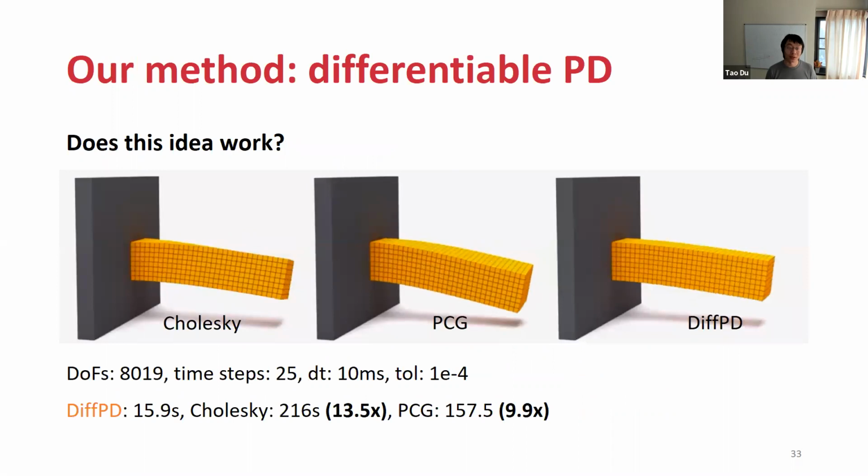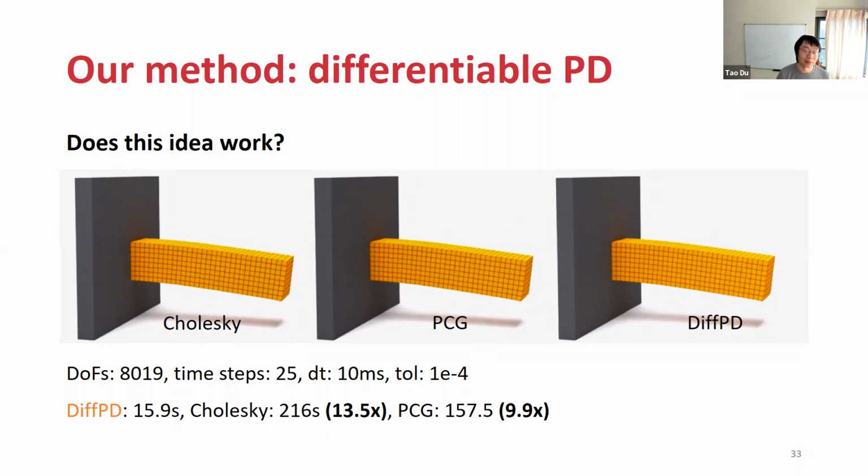And to show this point, we prepared a few benchmark tests as well as some downstream applications. So the first one here is a very standard test called the cantilever beam, with one end fixed on the wall, and the other end is free. And we initially twisted the cantilever beam, and then we set it free, and the beam starts to resume its original rest shape, of course, under the influence of gravity.